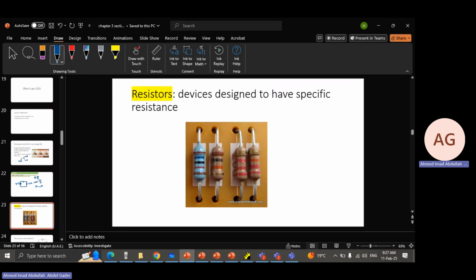Now this is a real life resistor. Obviously the colors here, although we don't need to know what these colors represent, are an indicator for whoever's working in the lab of the value of the resistance. These are designed to have specific resistances. So each color band has a specific meaning. So it's an indication of the resistance of this particular resistor.